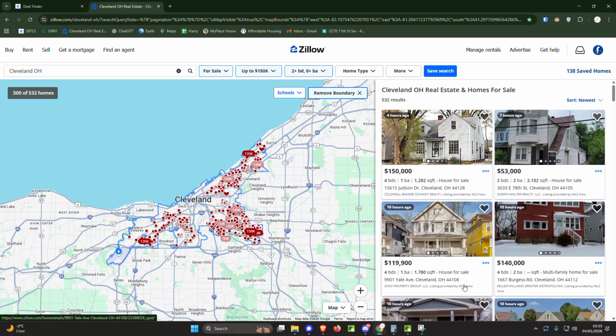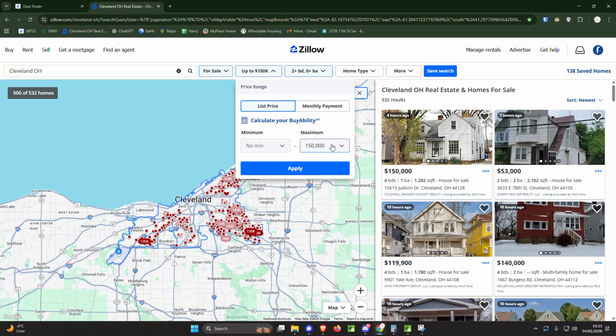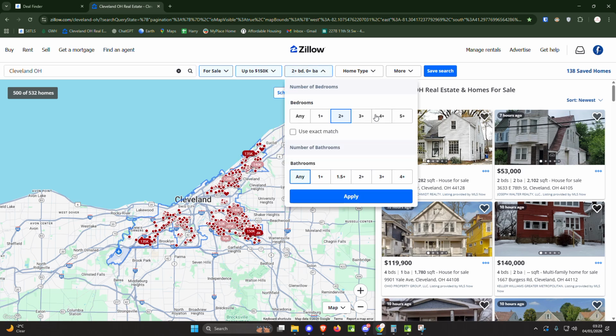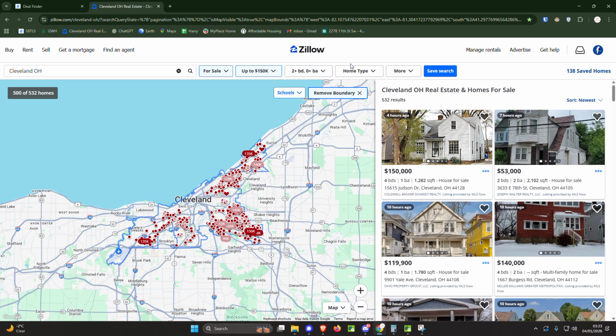So going to get straight into it. What I do is I look for up to 150k because we do want cheap properties. You want a 2 bed plus, because buying a 1 bed property, there are very few Section 8 tenants that are just 1 bed. Most people, it's like a mother and a child or a family. So you don't really want a 1 bed. You're looking for 2 bed plus, probably even 3 bed plus would be better.